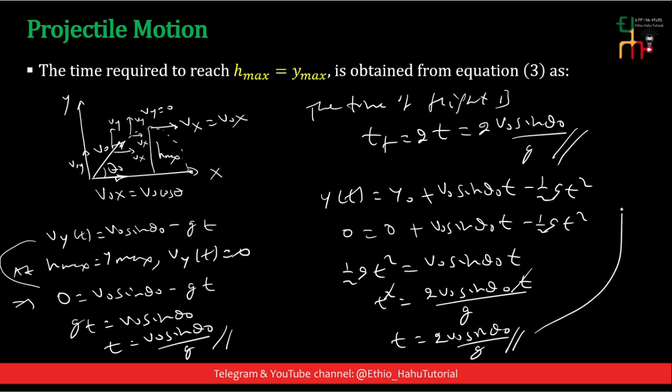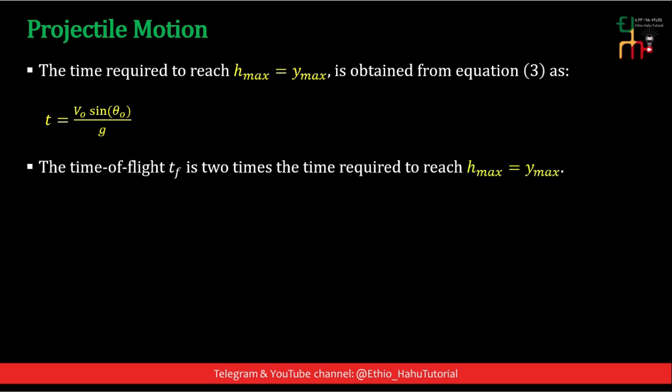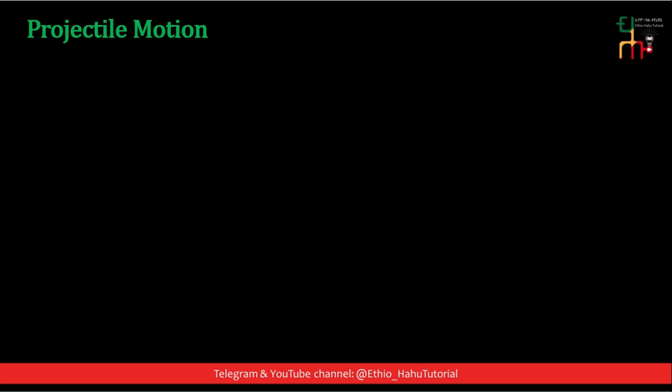This is similar to this one. This is the time of flight. When t is equal to the time of flight, the displacement along the y direction is 0. Therefore, the time of flight is twice V naught sine theta naught divided by g. And the time taken to reach Hmax is V naught sine theta naught divided by g. And the time of flight, Tf, is twice the time required to reach Hmax or Ymax. That is 2 times V naught sine theta naught divided by g.